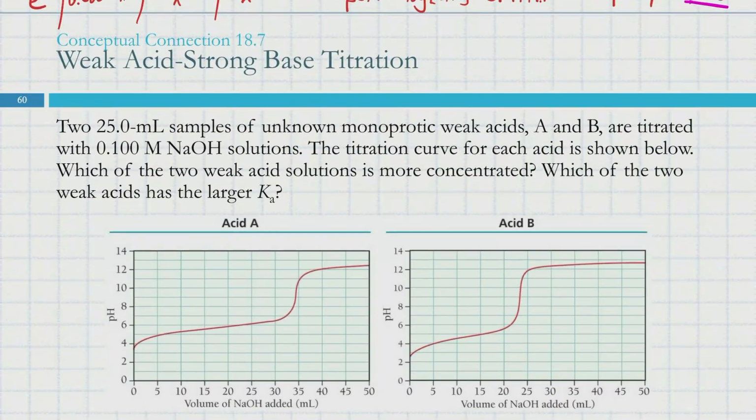Two 25 milliliter samples of unknown monoprotic weak acids A and B are titrated with the same concentration of sodium hydroxide solution. The titrations are shown below. Which is more concentrated and which has the larger Ka? Give you a little bit to think about that.